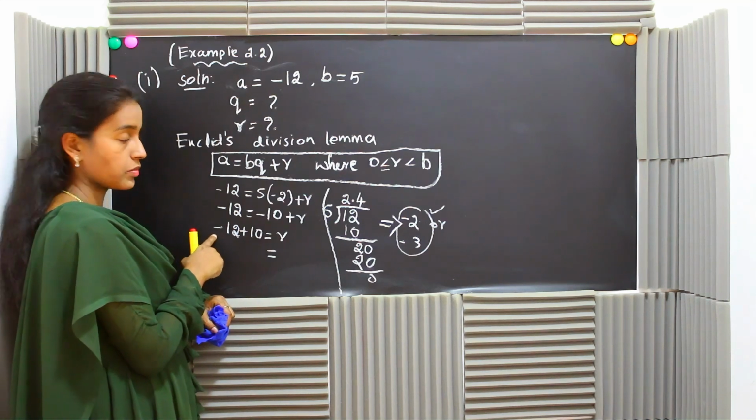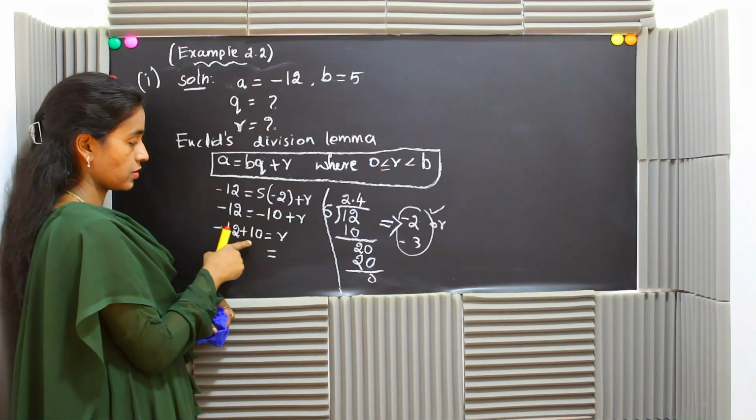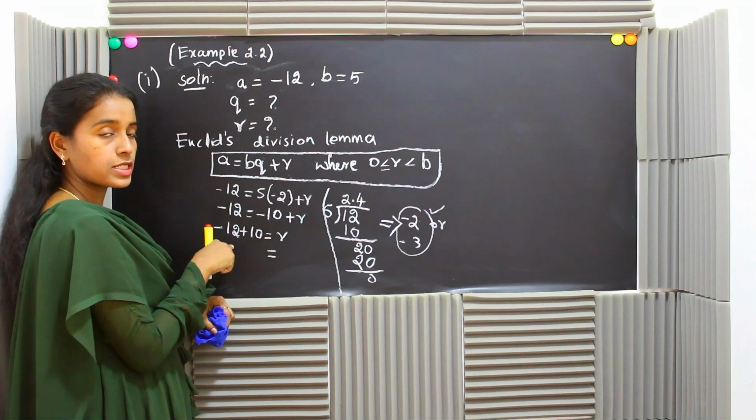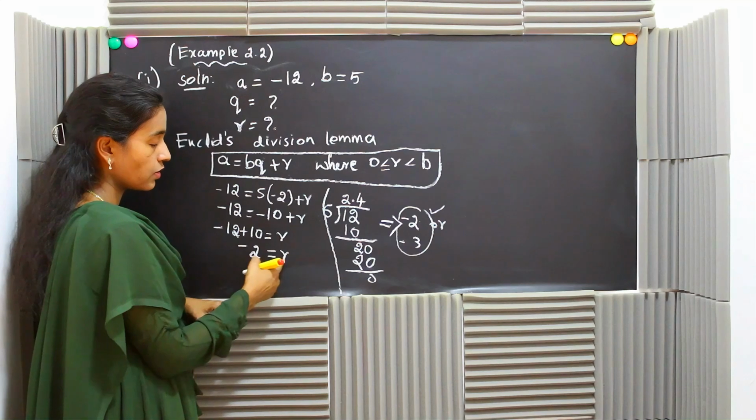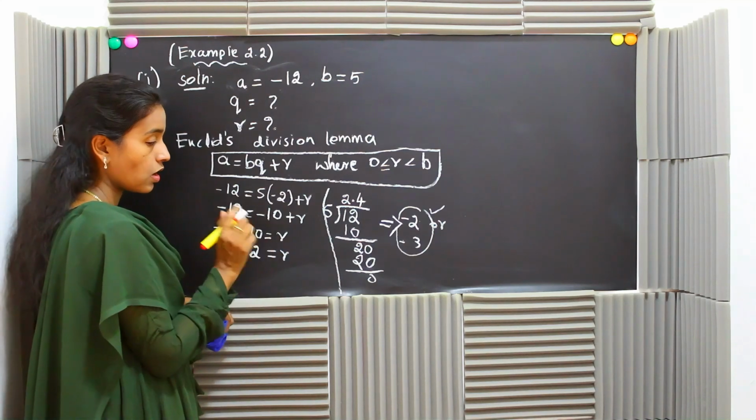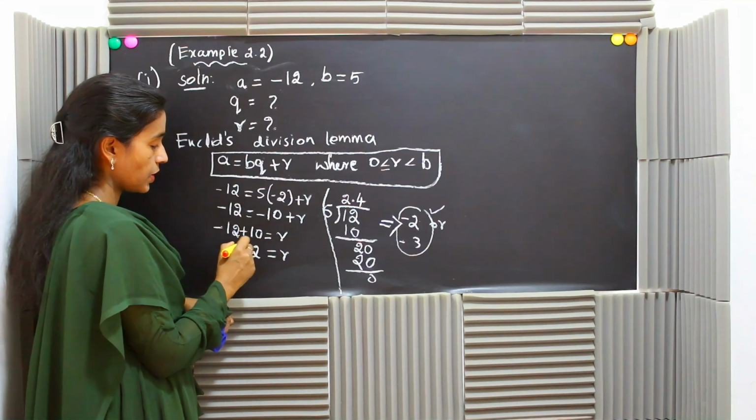And then I am getting minus 12 plus 10 here. What is the answer of minus 12 plus 10? Answer is minus 2. Here I am getting R value as minus 2.